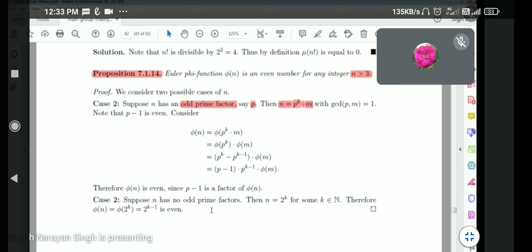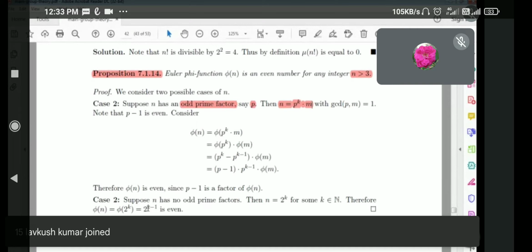Then if you compute phi of n, because n can be written as 2^k, phi(n) is the same as phi(2^k), and this is nothing but 2^(k-1). See that 2 is an even number, and 2^(k-1) is also an even number, because 0 is also an even number, but 0 is not what you will get here. So that means an even number. Suppose k is equal to 1, then k minus 1 is 0.